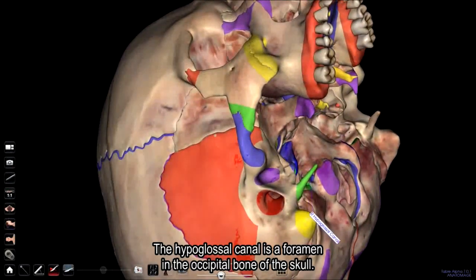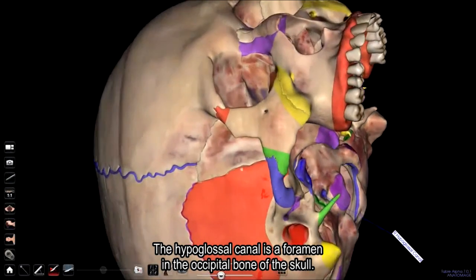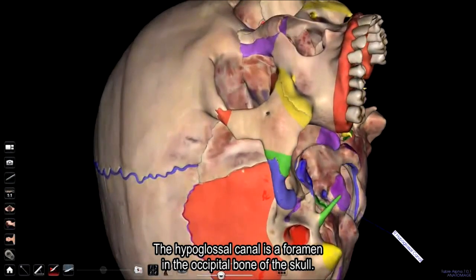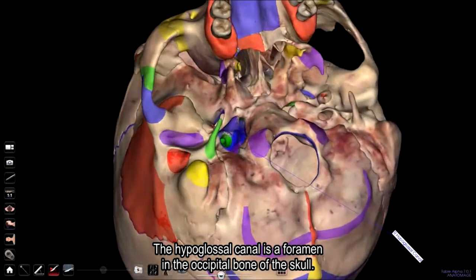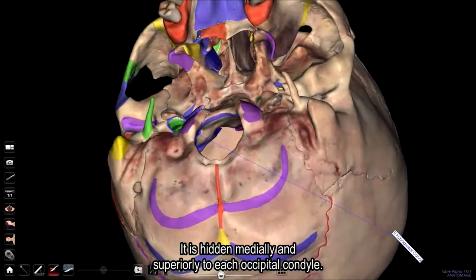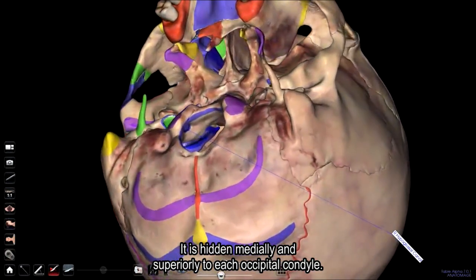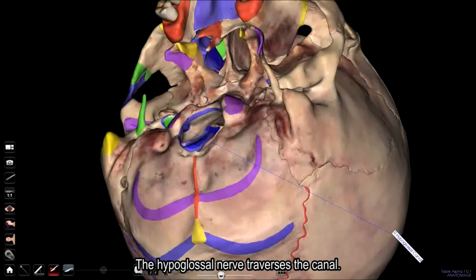The hypoglossal canal is a foramen in the occipital bone of the skull. It is hidden medially and superiorly to each occipital condyle. The hypoglossal nerve traverses the canal.